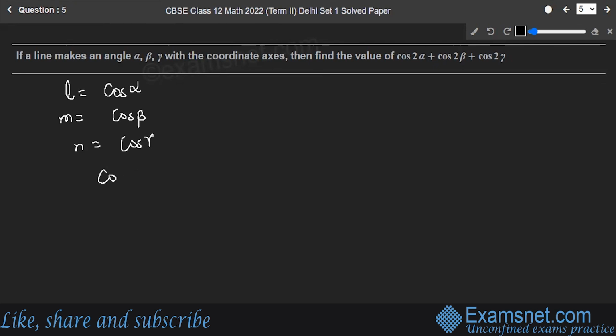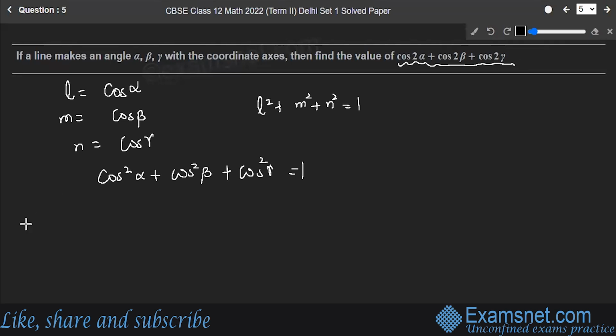Right, you know one thing, that L square plus M square plus N square is equal to 1, which means cos square alpha plus cos square beta plus cos square gamma is equal to 1. And what you need to find out in the question is this. Let's take this to find: cos 2 alpha plus cos 2 beta plus cos 2 gamma.